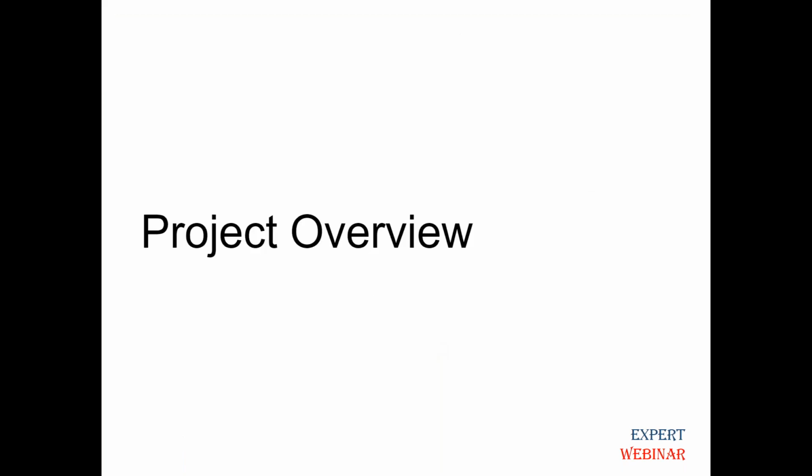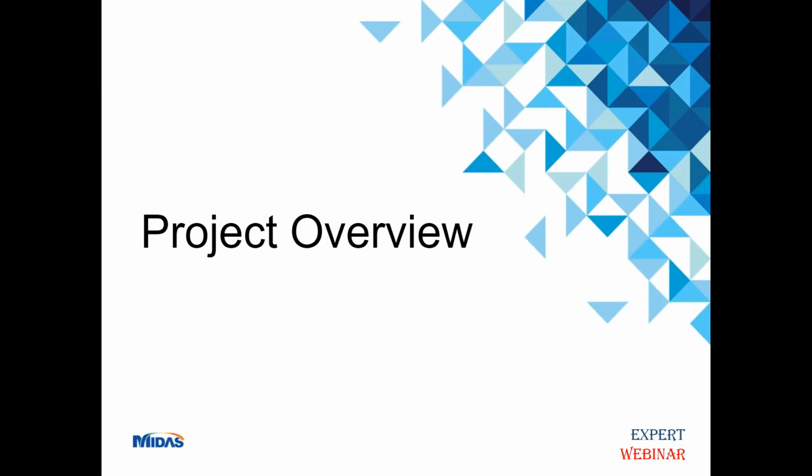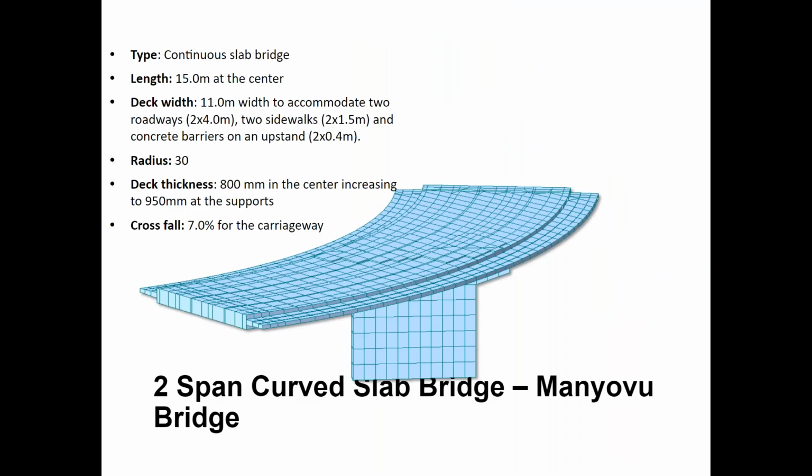So that's why we had to go into the use of Midas. Project overview. This is the kind of bridge that we're going to discuss today. It's a bridge that was designed using finite element analysis. It's a continuous slab bridge, 15-meter span at the centers. In the extreme ends, it has about 21-meter span.